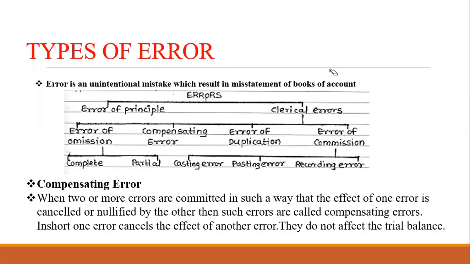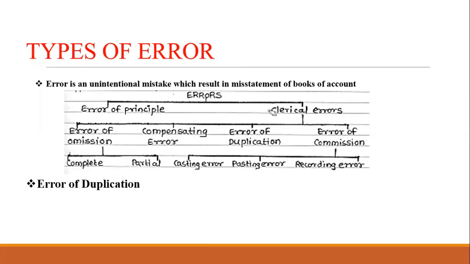The next type we have is error of duplication. Now, tell me this in simple words. This is a simple error. What do you mean by error of duplication? Or give me an example of error of duplication. So when you enter the same transaction twice. Perfect. Example. Can you give me one example? Make your own example and give me one.